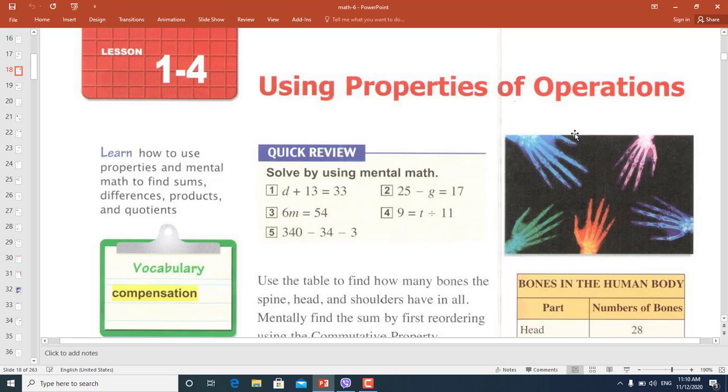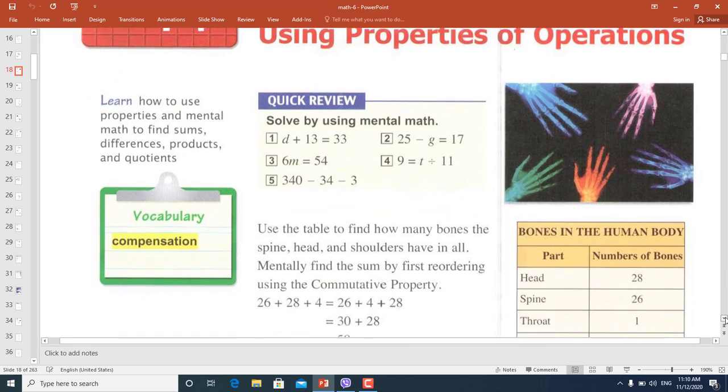Today I am going to explain lessons 4, 5, and 6 in chapter 1. The first subject in lesson 4 is using properties of operation. From this lesson we learn how to use properties and mental math to find sums, differences, products, and quotients. Look at this table.